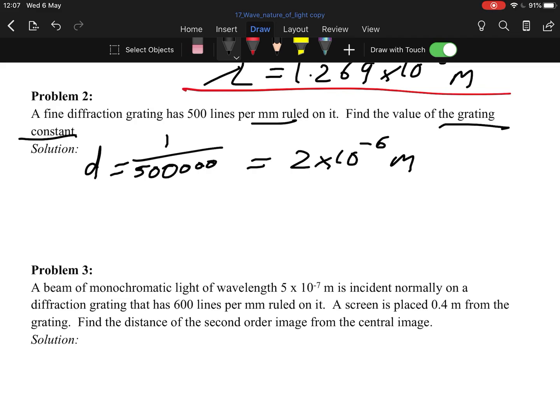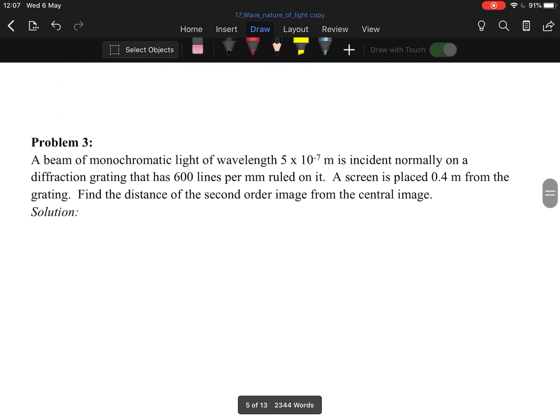You always multiply by 1,000 and put it under 1. That's it. You don't even need to do the last step. Often I usually just leave it as this and fire it into the calculator to get my answer. Oftentimes you will get 3 marks for doing that conversion. They'll give you the lines per millimeter and they usually give 3 marks for the d. Okay?